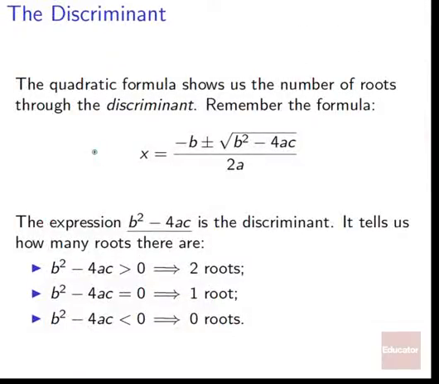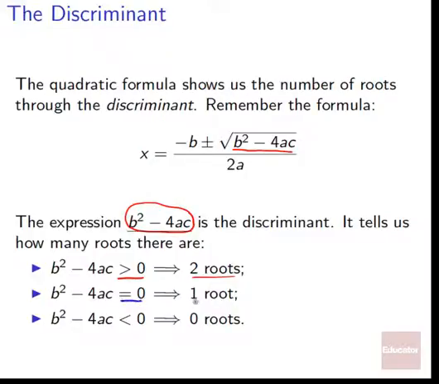The way we do this is through the discriminant. Remember the formula, negative b plus or minus the square root of b squared minus 4ac, all over 2a. You're going to hear that a lot. Good to memorize. The expression b squared minus 4ac is the discriminant. It tells us how many roots there are. Sorry, b squared minus 4ac being greater than 0 means that there are 2 roots.